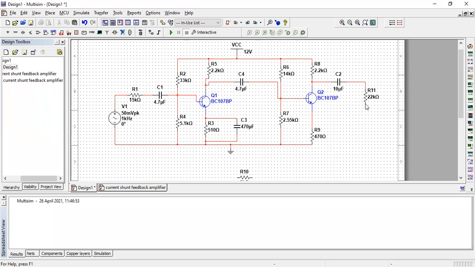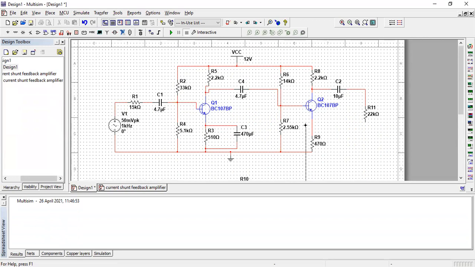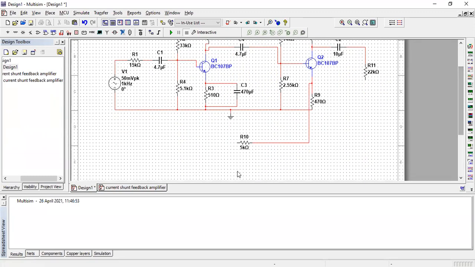And what about this resistor? What about this resistor, Amma? Where should I connect this resistor? To the emitter terminal. And what about the other side? Where should I connect the other side? I should connect it in parallel.